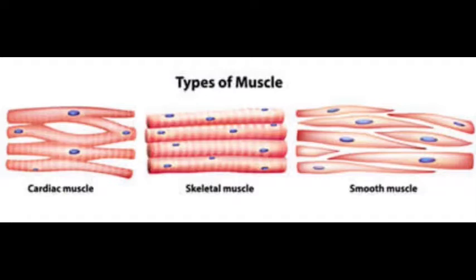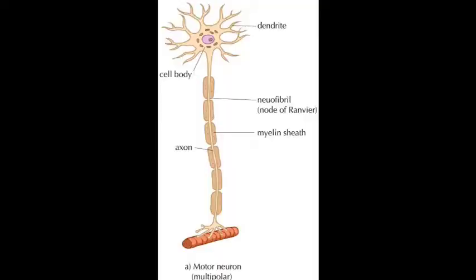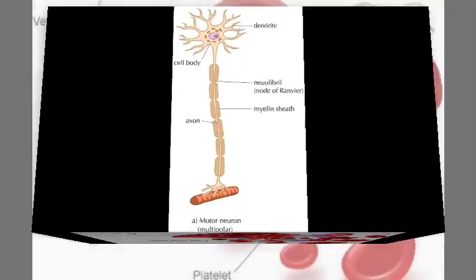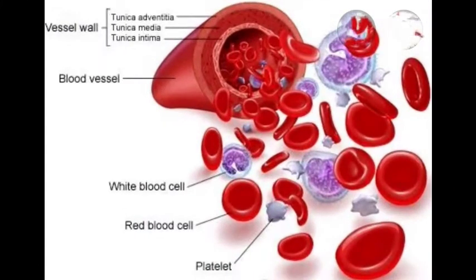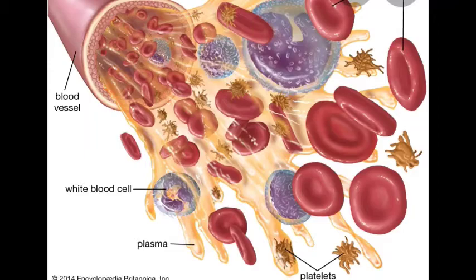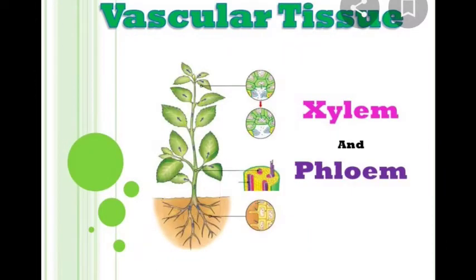In human beings, muscle cells contract and relax to cause movement. Nerve cells carry messages. Blood flows to transport oxygen, food, hormones and waste material, and so on. In plants, vascular tissues conduct food and water from one part of the plant to other.